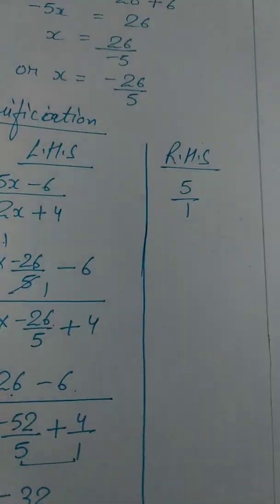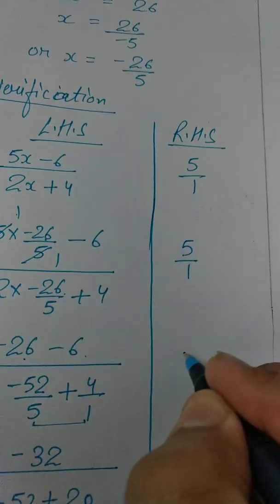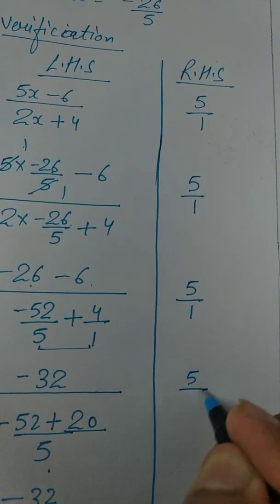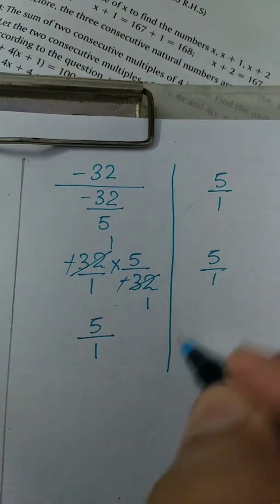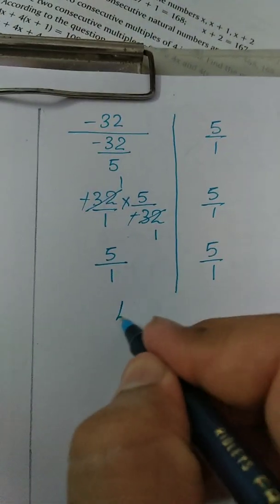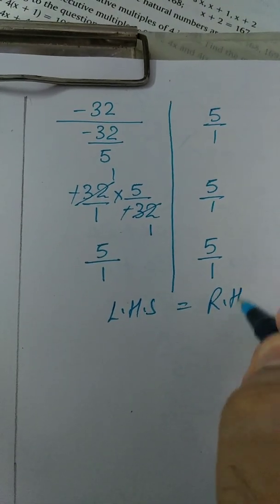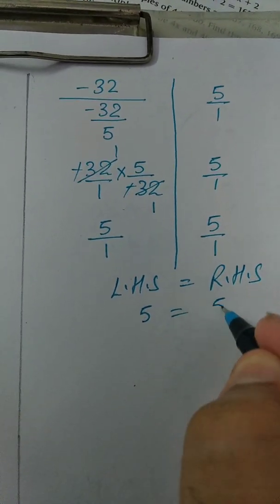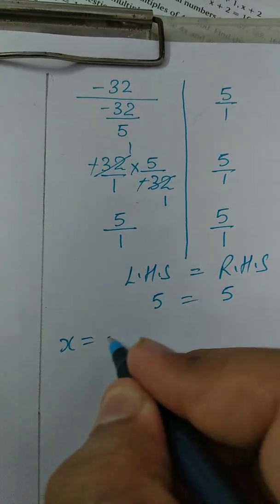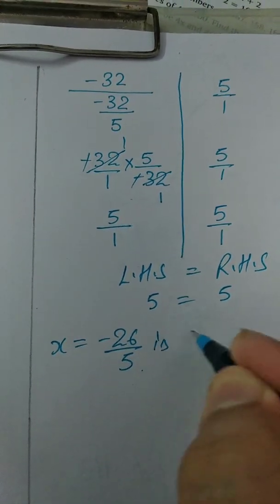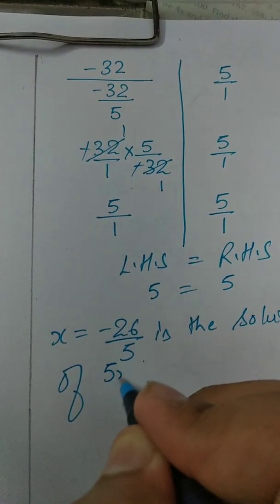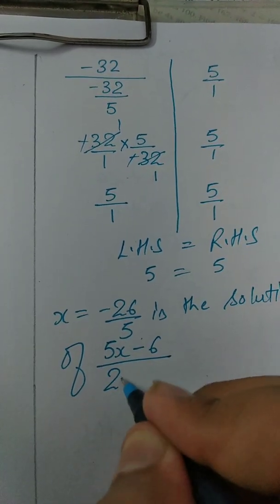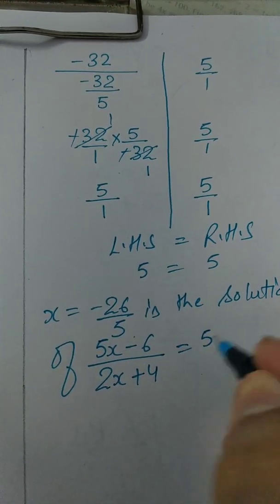Right, now in RHS you are having 5 upon 1. So here the LHS is equivalent to the RHS. So 5 is equivalent to the 5. So we can say that the x equivalent to the minus 26 upon 5 is the solution of 5x minus 6 upon 2x plus 4 equivalent to the 5, right?